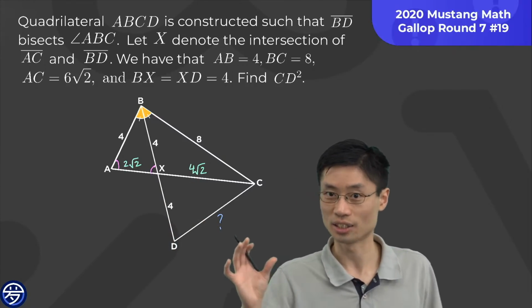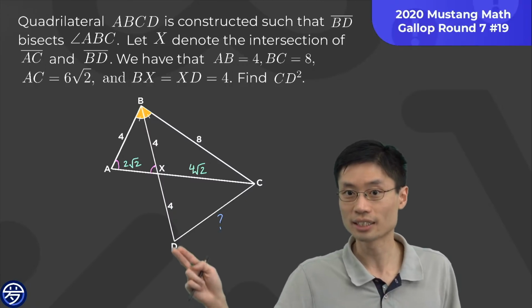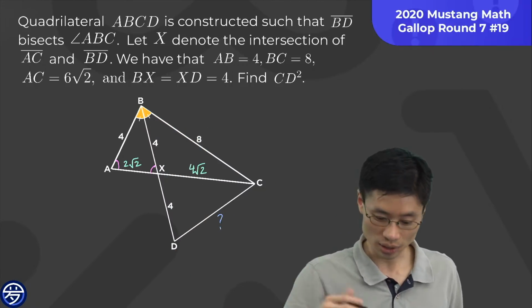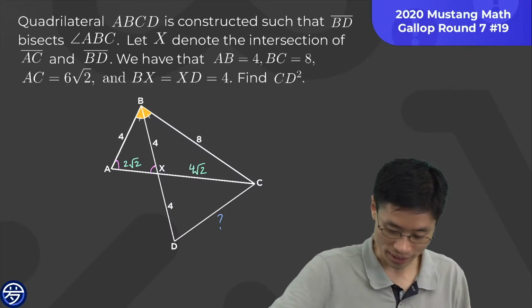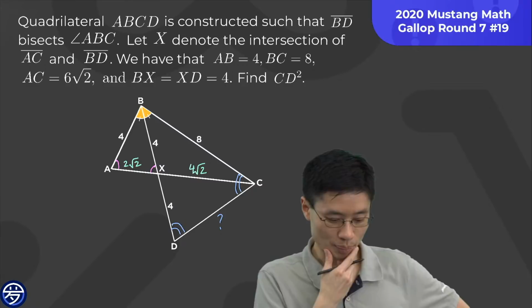I see another isosceles triangle. I wonder if it's useful. I see this is an 8 and an 8. So if that's an 8 and an 8, let's mark 2 more angles that are the same. This is equal to this. Could that be useful somehow?